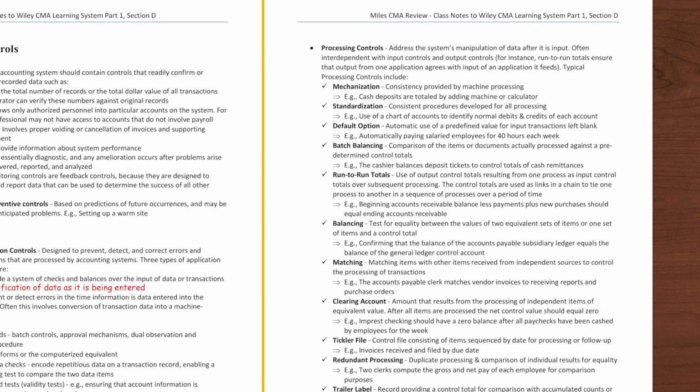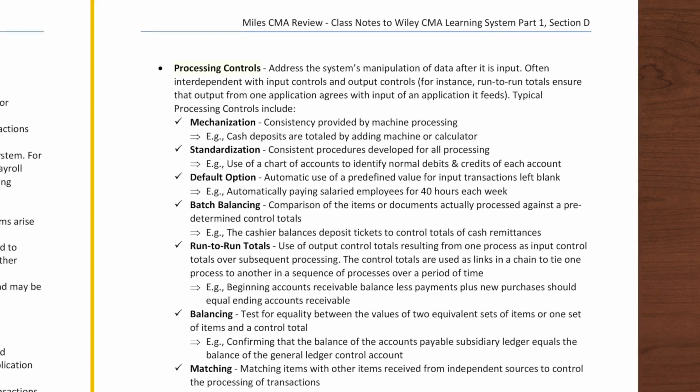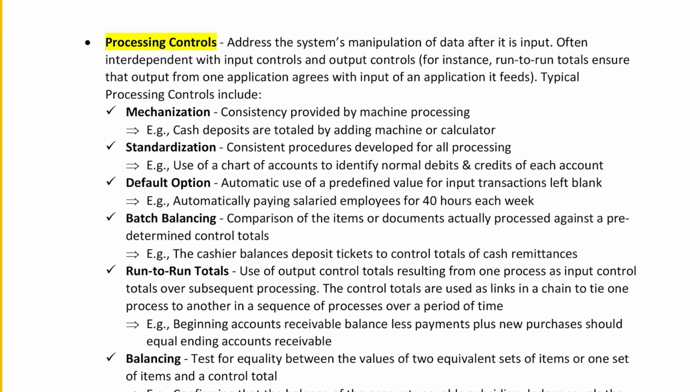On page 33, you've got highlight processing controls, which underline address the system's manipulation of data after it is input. Now the processing controls are often interdependent with input controls and output controls. And you've got a lot of processing controls in here that you can read on your own.